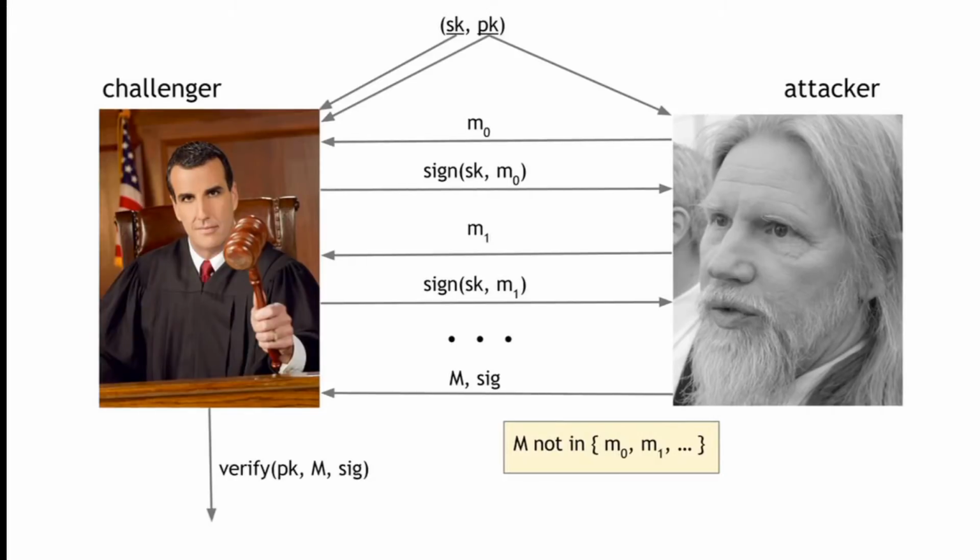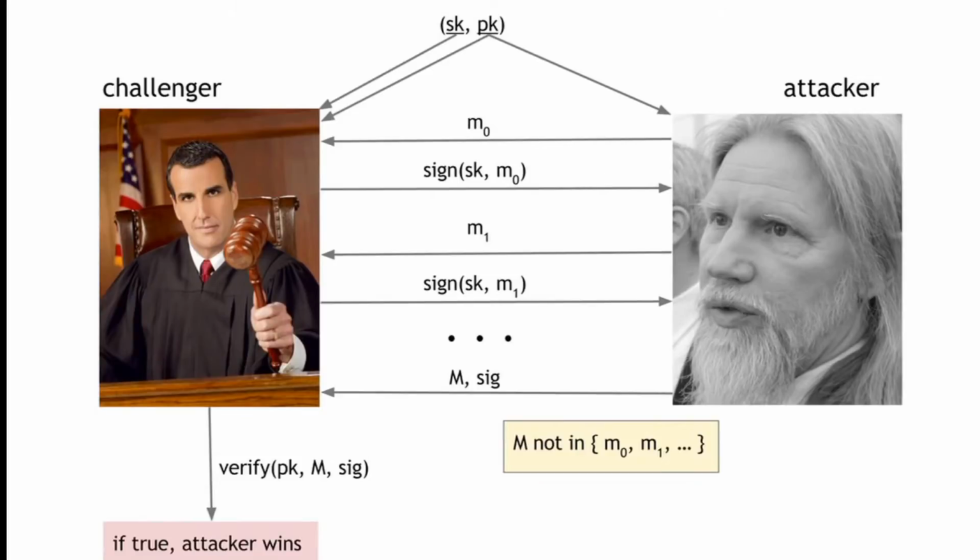So the challenger is going to run the verify algorithm, using the public verification key, on that message and the signature that the attacker provided, and is going to check whether it verifies. And if it does verify, if this returns true, then the attacker wins. The attacker has forged a message.